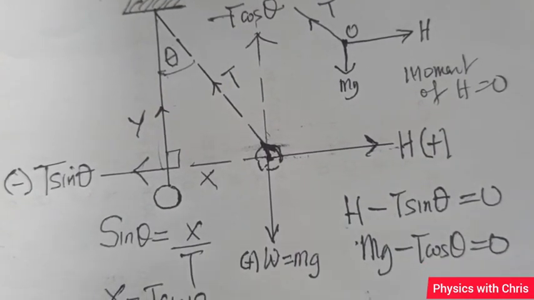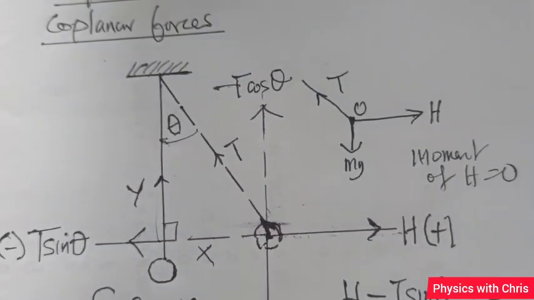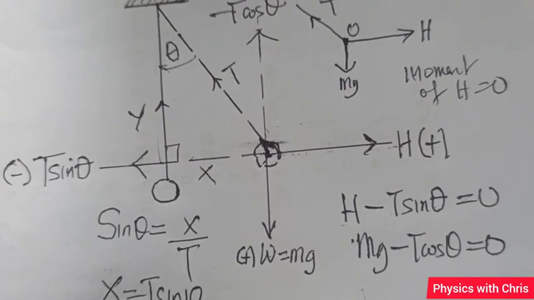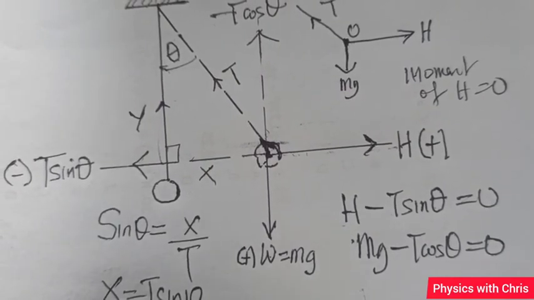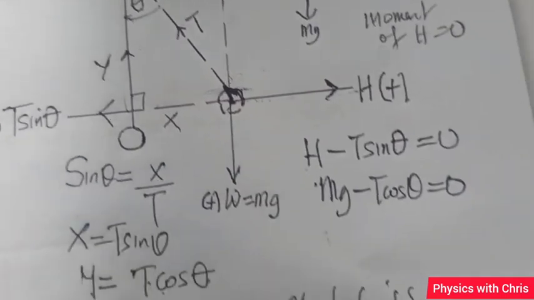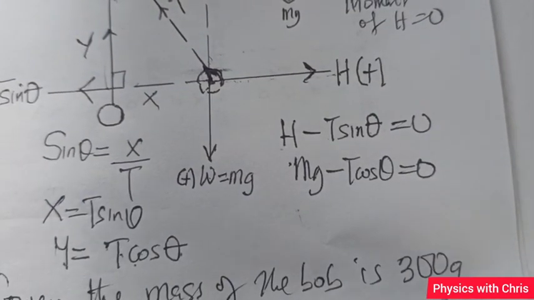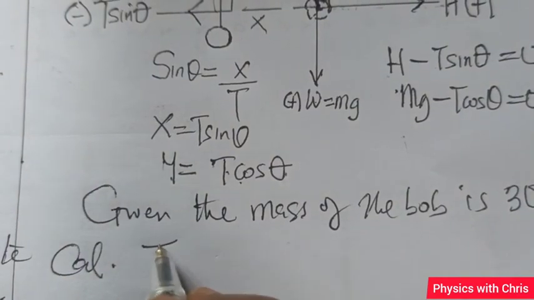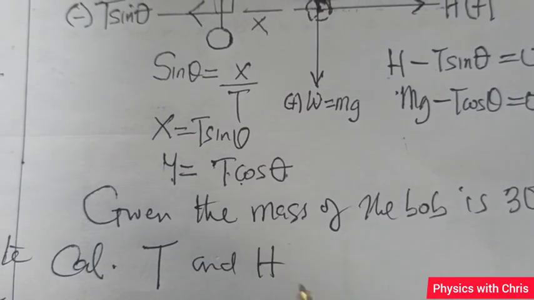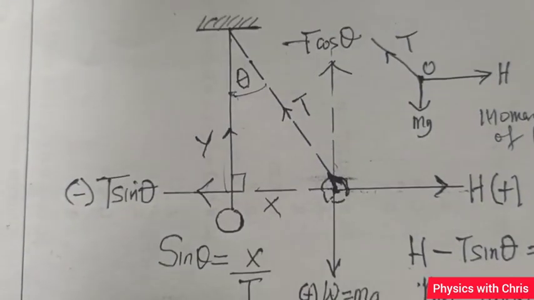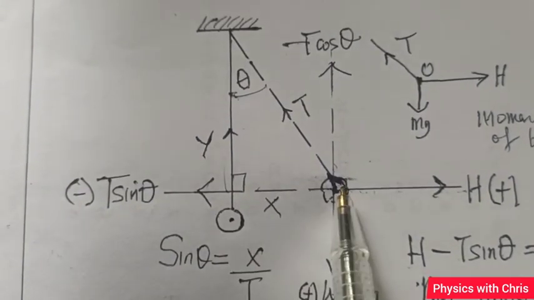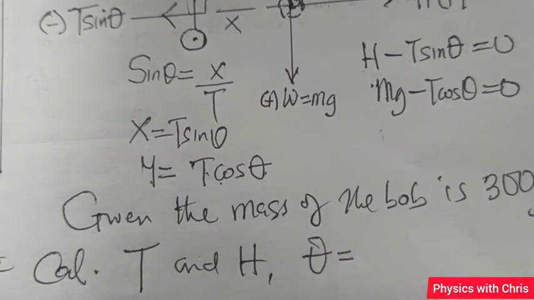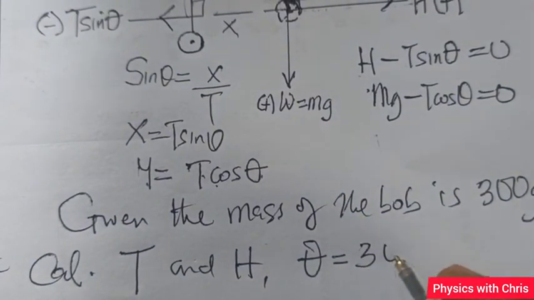Now, maybe I should just take an example. How do we solve for this? Given that the mass of the pendulum bulb is, let's say, 300 grams, we have to calculate the tension in the string and the horizontal force that was used to pull the pendulum bulb from this point to this point. Of course, given that the string makes an angle of 30 degrees with the vertical.